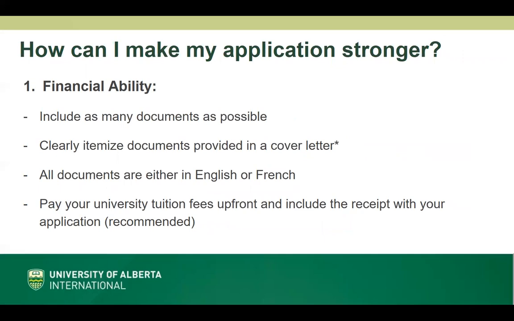So besides the basic documents that IRCC requires, you also should think, how can I make my application stronger? The first one is about financial ability: include as many documents as possible. As Caroline mentioned before, the documents from your parents or your sponsors, like their bank statements and their employment letter. If you have any other documents from your sponsors or parents, include them all. For example, it could also include their property ownership certificates or documents for their houses, any properties, like cars. And also any other documents that can prove financial strength, just include all of them.